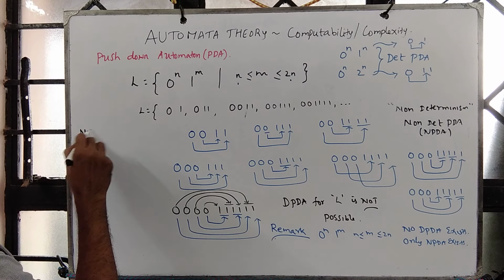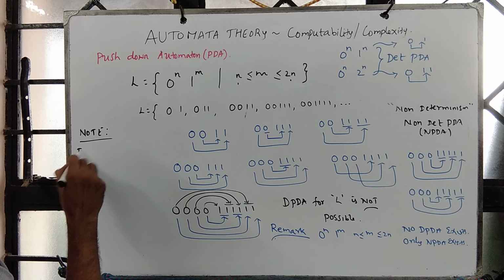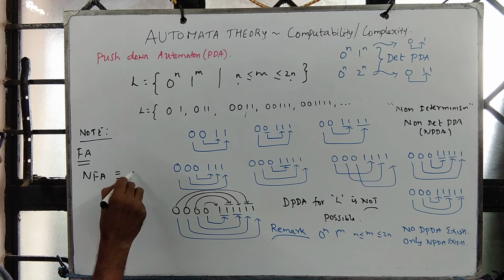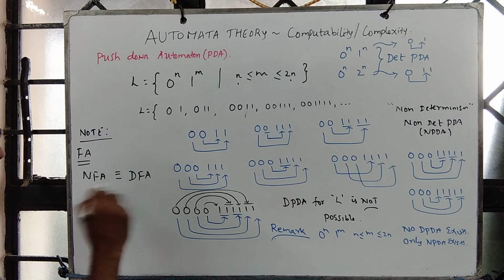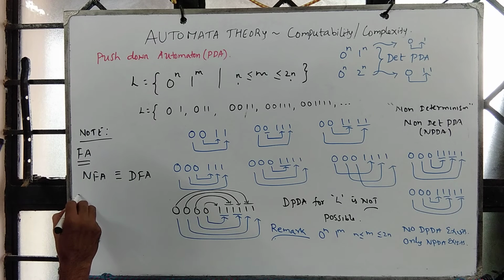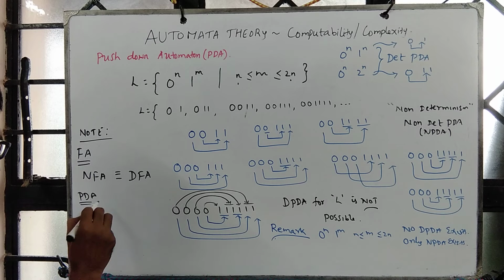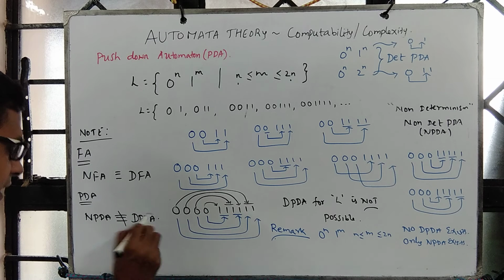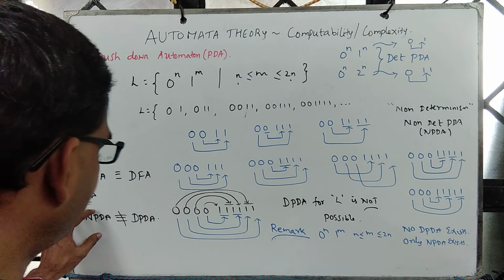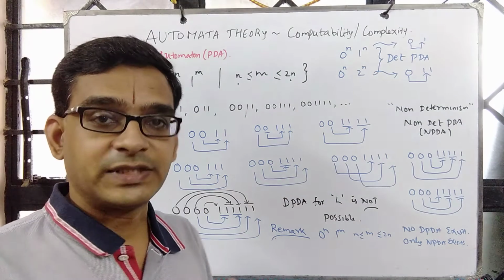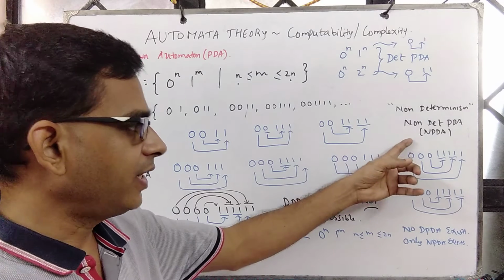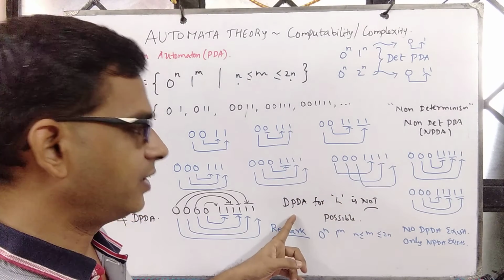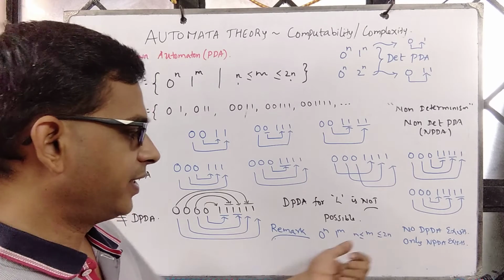So please note, for finite automata, NFA and DFA are equivalent in terms of language acceptance. For PDA, NPDA is not equivalent to DPDA, meaning the classes of languages accepted by these two are not the same. For some of them, given an NPDA, you can find an equivalent DPDA. Not for all. Here is one example.